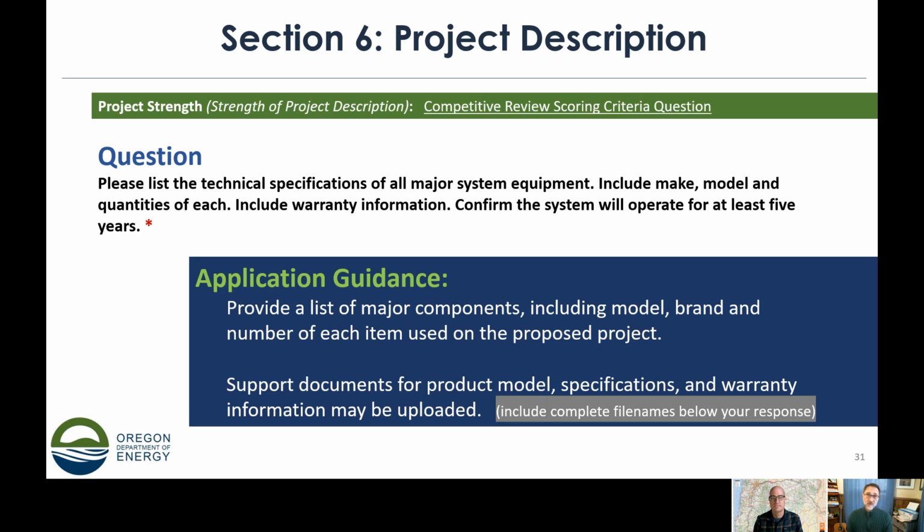And in addition, we want to see the inclusion of warranty information and confirm the warranty and these technical details. This also helps us confirm that the system will operate for at least 5 years.